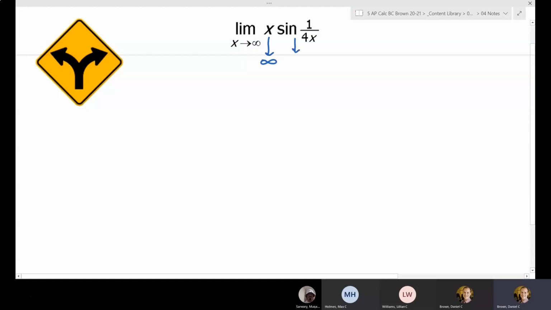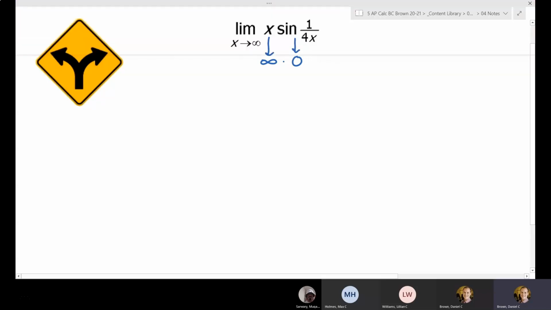The second factor, so that 1 over 4x is inside of the sine. Ignoring the sine for right now, 1 over 4x, x is going towards infinity. What is 1 over 4x going towards? 0. So then what's the sine of 0? 0. So this is going to be an infinity times 0, which again in math is an indeterminate form. So we need to find a way to rewrite this to potentially use L'Hopital's rule.